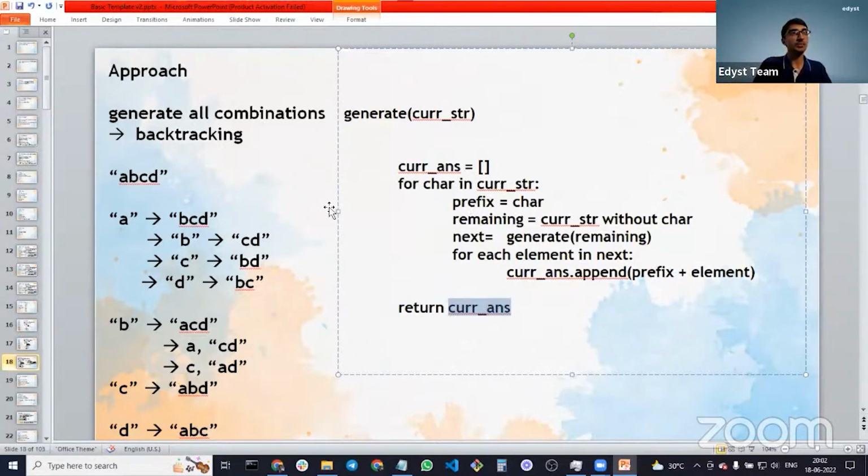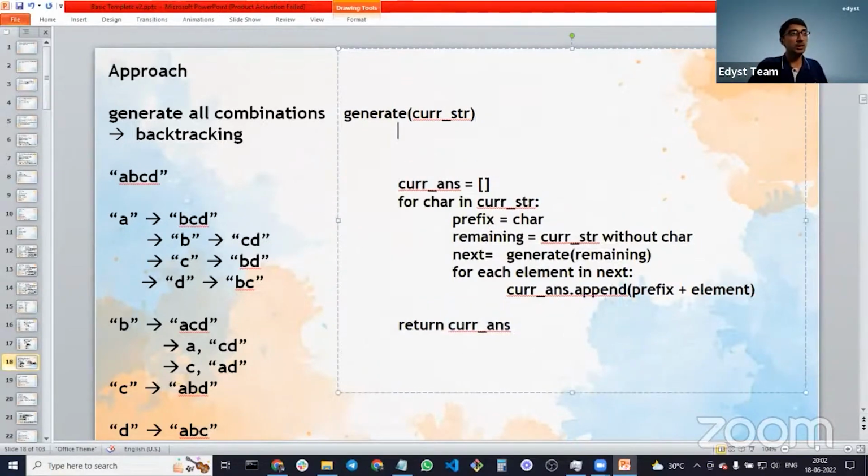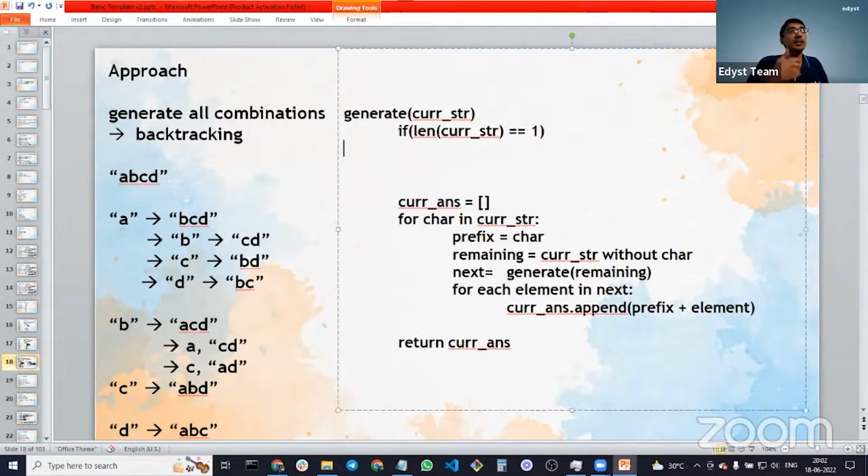This is what I'm going to do. How long will I keep continuing this? I'll continue this till the length of the current string is equal to 1. Then there is no generating combinations or permutations of this. I'm just going to return the current string as is. Very specifically, I'll return a list of the current string because that is what is expected over here.